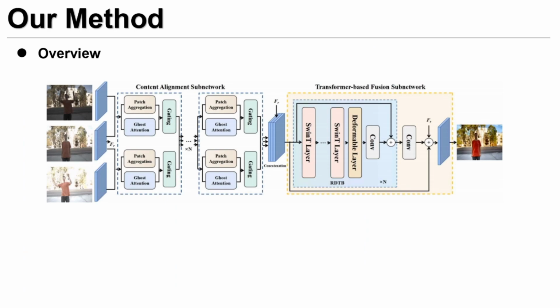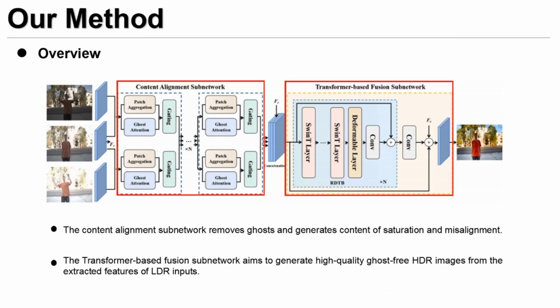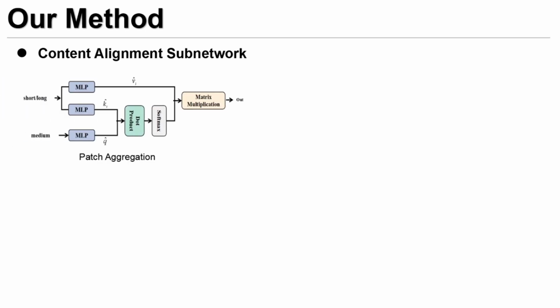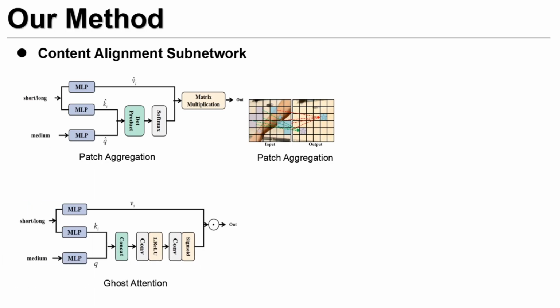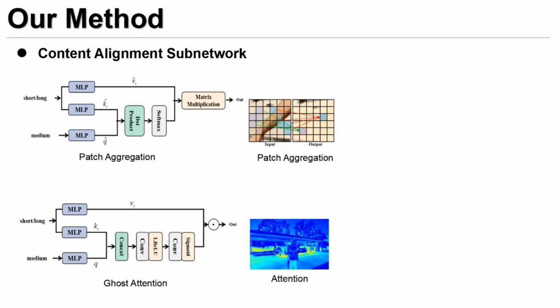The proposed HyHDR-Net consists of a content alignment subnetwork and a transformer-based fusion subnetwork. The content alignment subnetwork removes ghosts and generates content of saturation and misalignment. The transformer-based fusion subnetwork aims to generate high-quality ghost-free HDR images from the extracted features of LDR inputs. Considering that the missed content can be filled up using the information of neighborhood regions from the non-reference image, the PA module can search and assemble similar patches to complete misaligned or saturated regions, and the GA module is a complementary branch that removes ghosting at pixel level.